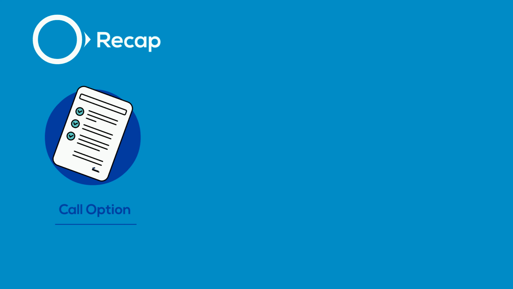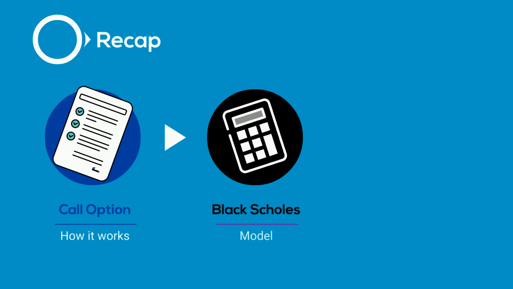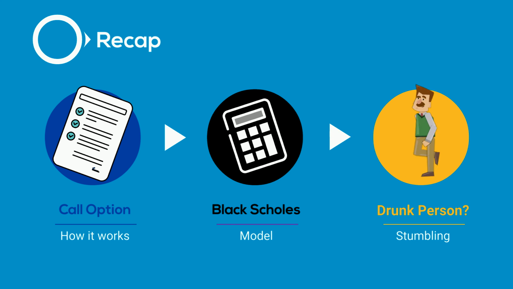1. A call option gives the buyer the right, but not the obligation, to buy an underlying asset at the strike price, at some point in future. 2. The Black Scholes model is used to price options, and there's possibly a drunk person hiding inside.